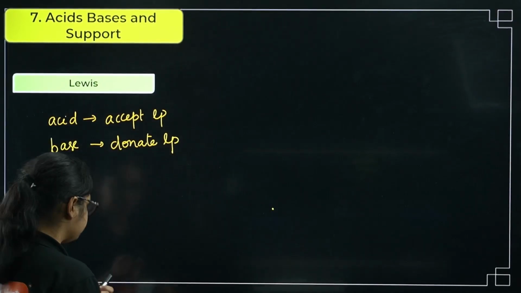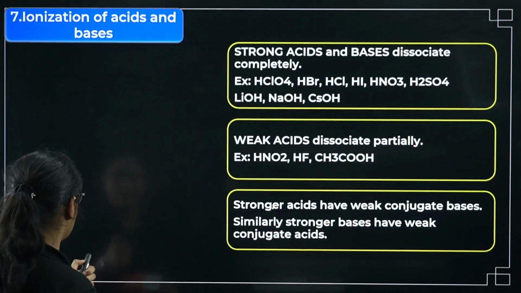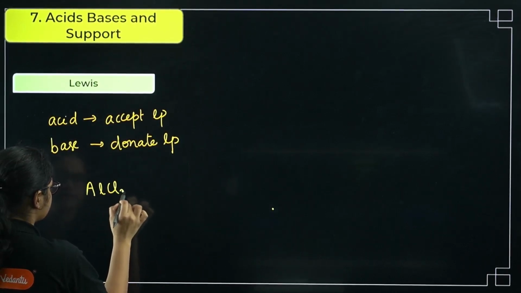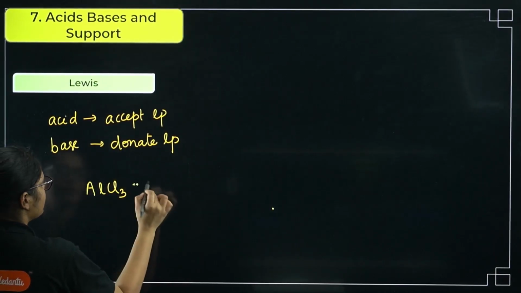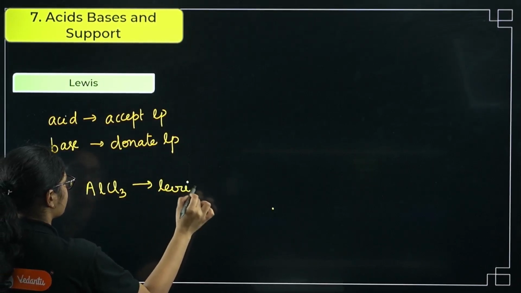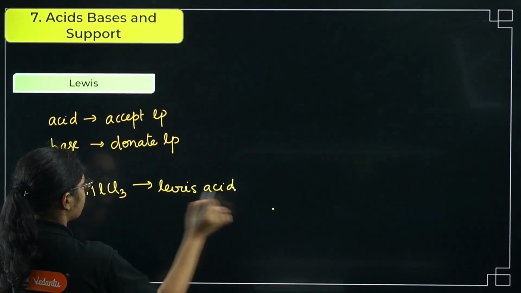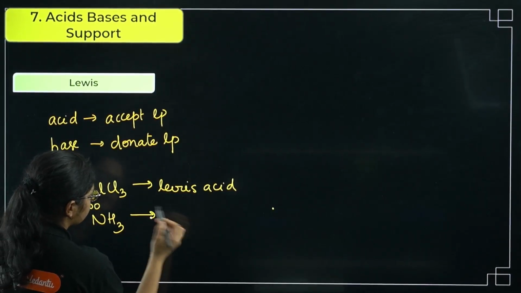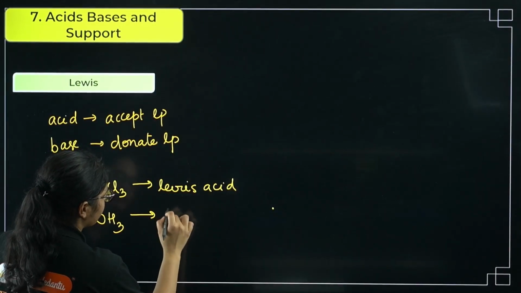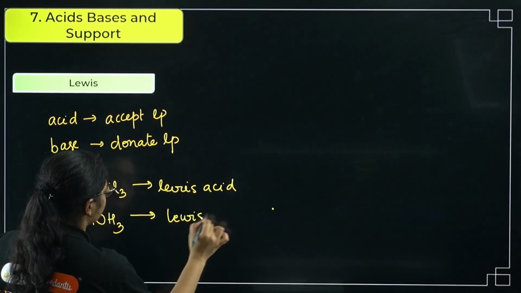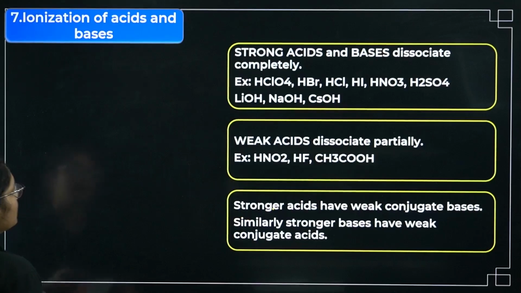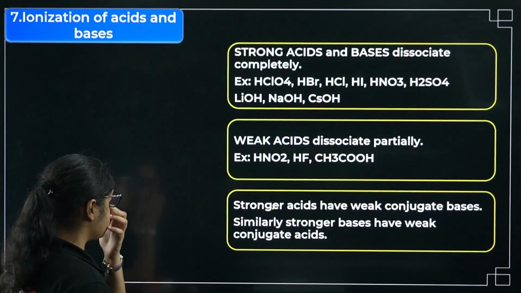Okay. Clear? Fine. So here I'll give you an example as well. Suppose for example you have AlCl3. This is an example of a Lewis acid. It can accept a lone pair of electrons. If you consider NH3, this has a lone pair and can donate electrons, and it will behave as a Lewis base.